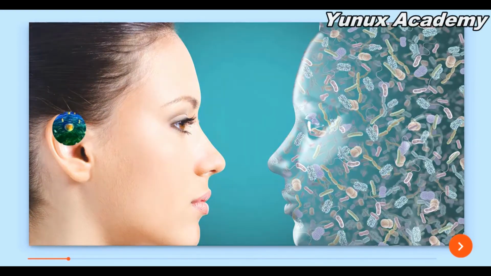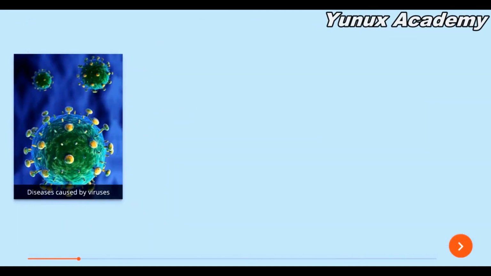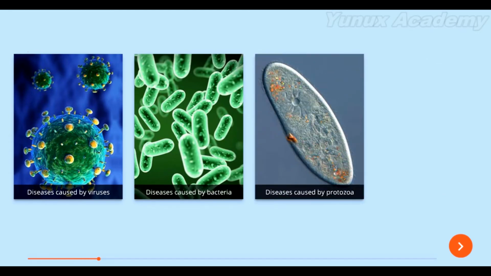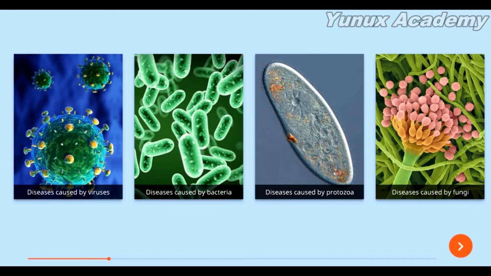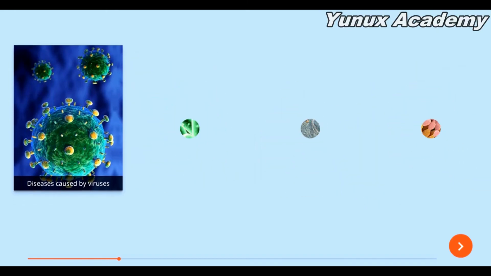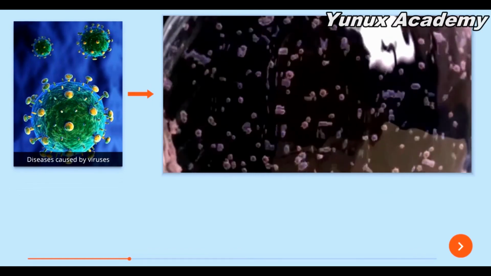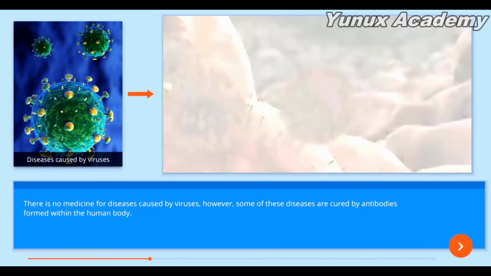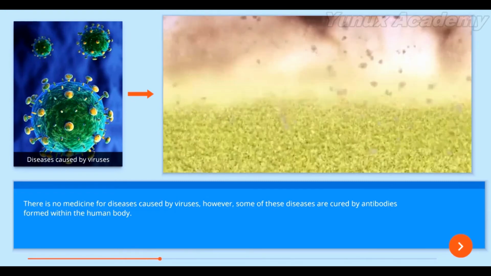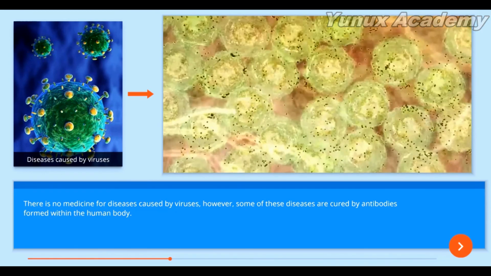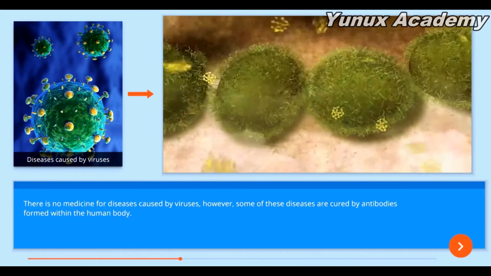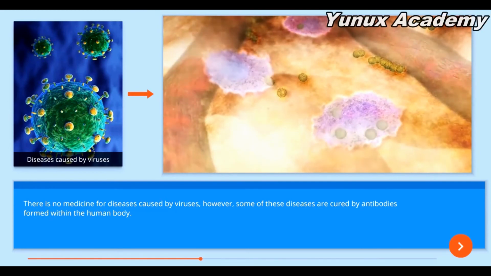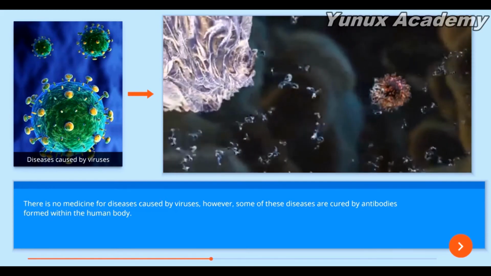They are diseases caused by viruses, diseases caused by bacteria, diseases caused by protozoa, diseases caused by fungi. First, let's study diseases caused by viruses. There is no medicine for diseases caused by viruses. However, some of these diseases are cured by antibodies formed within the human body. Some of these antibodies stay in the human body and prevent reoccurrence of those diseases, but the effect of some antibodies may disappear after some time.